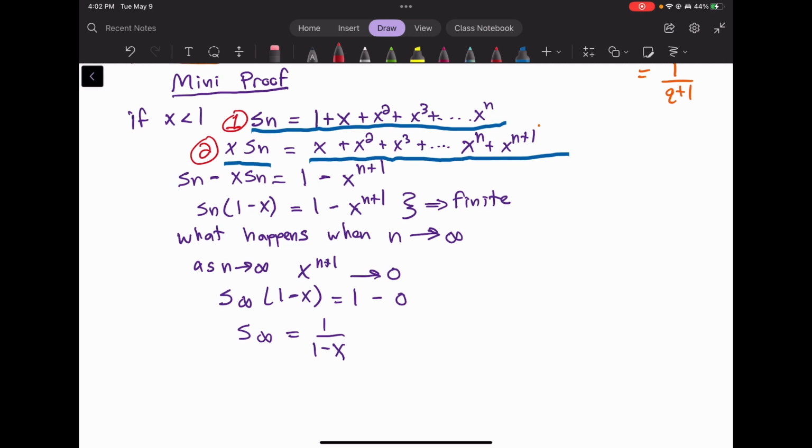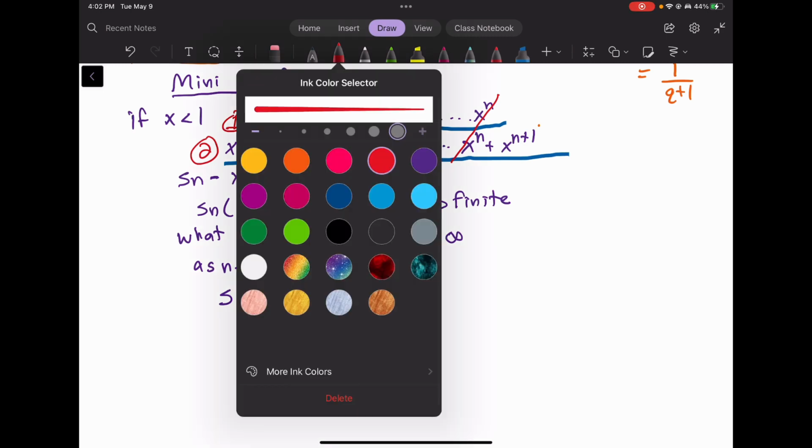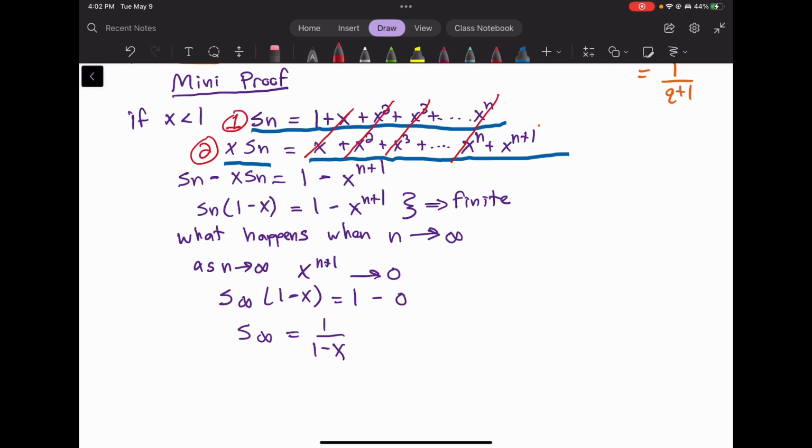So what's going to happen is the x and the x are going to cancel out, the x squared and the x squared cancel out, the x cubed and the x cubed cancel out, x to the n and x to the n cancel out, and you're going to be left with 1 minus x to the n plus 1. Okay? Now here on the right-hand side, I just factored out s_n, and so I have s_n times 1 minus x is equal to 1 minus x to the n plus 1.